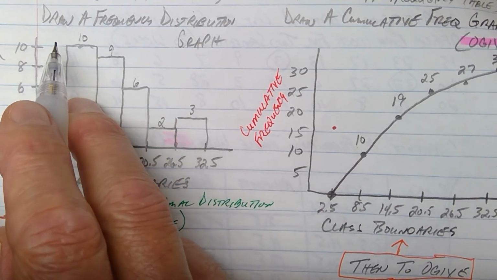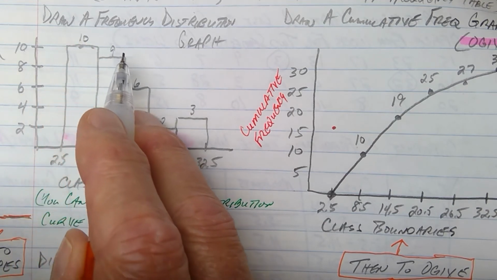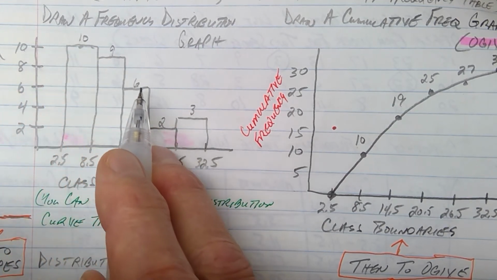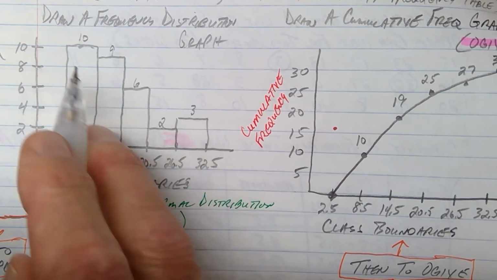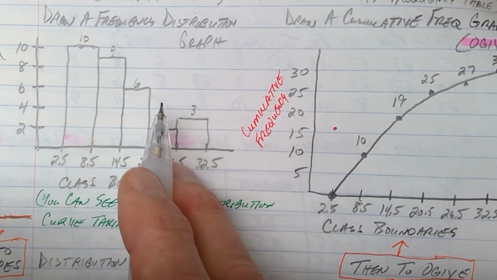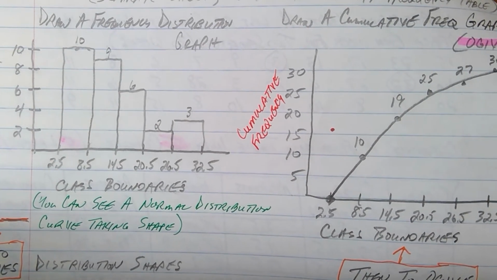And if you just use your imagination here, you can kind of see a curve. It's curving downwards, and usually it would kind of level out. But we had a little hiccup there and it jumped up. So a normal distribution curve is kind of taking shape there.